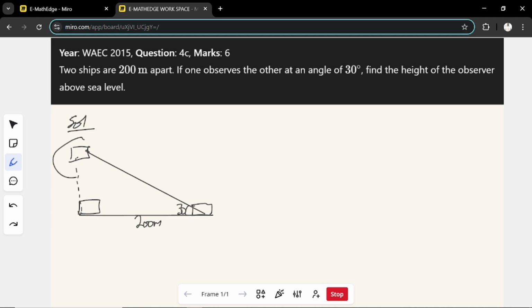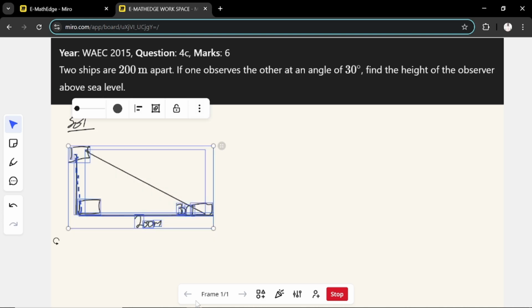If one observes the other at an angle of 30 degrees, find the height of the observer above the sea level. So this is the observer observing the other one at an angle of 30 degrees, which we have to be this. Now what we were asked to do is to find the height of the observer, and this is the observer here. So for us to obtain the height of the observer, what they're actually saying is from this point, the starting point at the sea level, down to where it is currently observing the other one at angle 30 degrees, what is the height? That is to say, we are to find the length from this point down to this point.